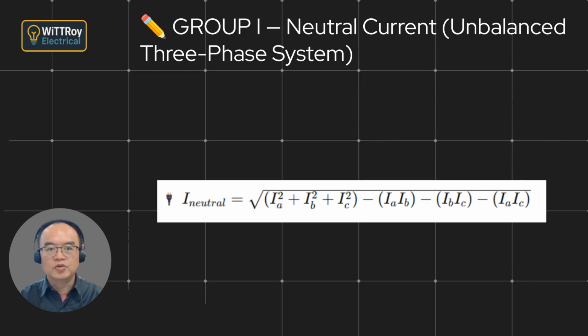Repeat, I neutral equals root bracket IA squared plus IB squared plus IC squared minus IA IB minus IB IC minus IA IC bracket.